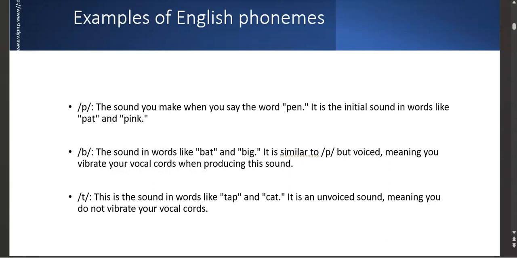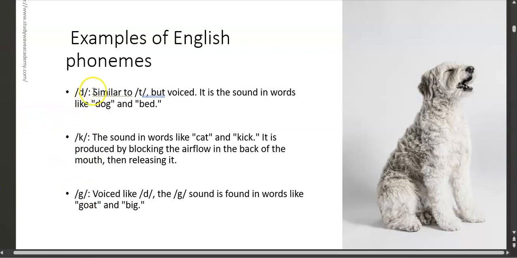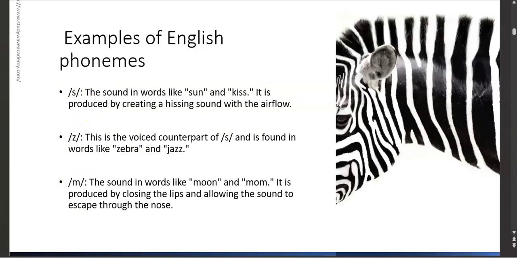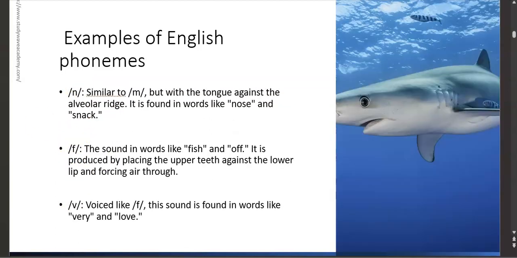I've talked about sound p, sound b, sound t. You can say it with me: p, b, t. We move on to the next sounds: d, k, g. Repeat with me: d, k, g. Next sounds I've given examples of are s, z, m. You can repeat it again. And lastly, the examples of sound I gave here are n, f, v. I've even given you examples of words that these sounds are found in.